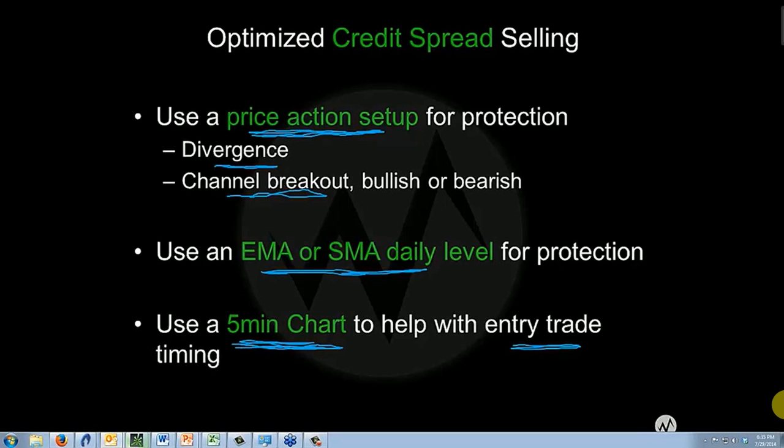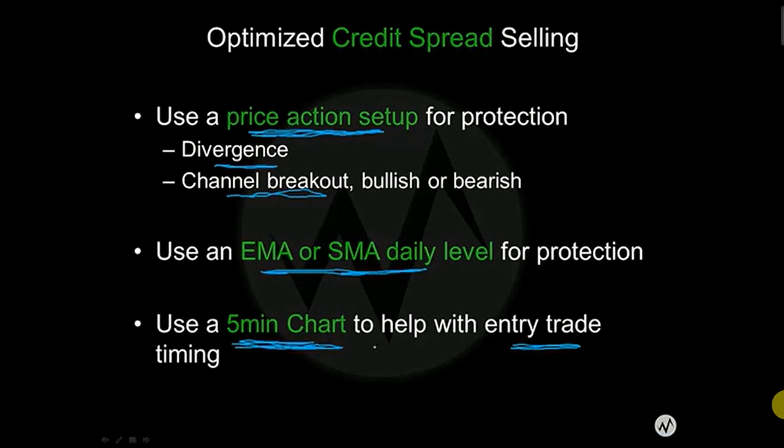Okay, sorry about that. So we're going to use a 5-minute chart to help us with the entry trade. Again, I am just telling you again. I will show you in the steps. It's a checklist that we have.